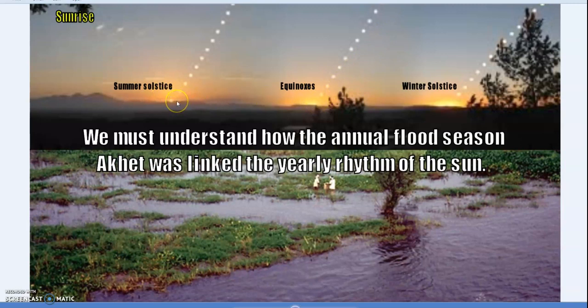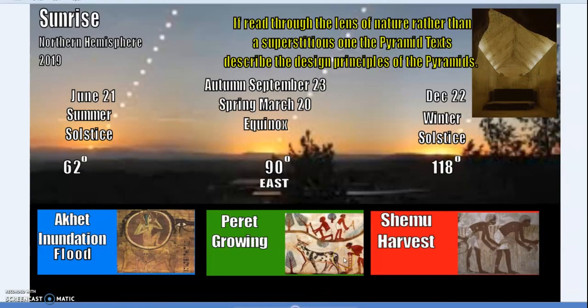The summer solstice, June 21st in the northern hemisphere, happens 28 degrees across, and the winter solstice, December 21, 22, again happens that same degrees to the side. Now it's also worth noting that if you map the angle of how the sun moves across the sky, that's another interesting feature as well, but not for this moment. So June 21st, the summer solstice, it will be 62 degrees. 90 degrees due east, the spring and autumn equinox. December 22, the winter solstice, 118 degrees.